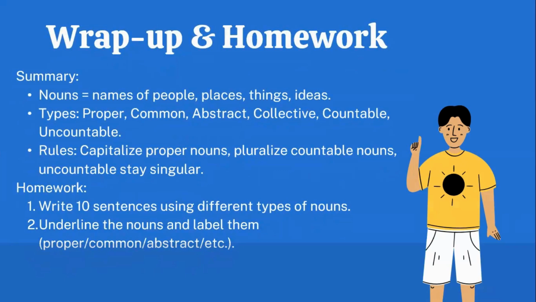Okay, so summary. We have covered throughout this episode 3 about nouns, the names of people, places, things, and ideas, and the types of nouns: proper noun, common noun, abstract noun, collective noun, countable noun, and uncountable noun. And rules for nouns: capitalize proper nouns, pluralize countable nouns, and uncountable stays singular.